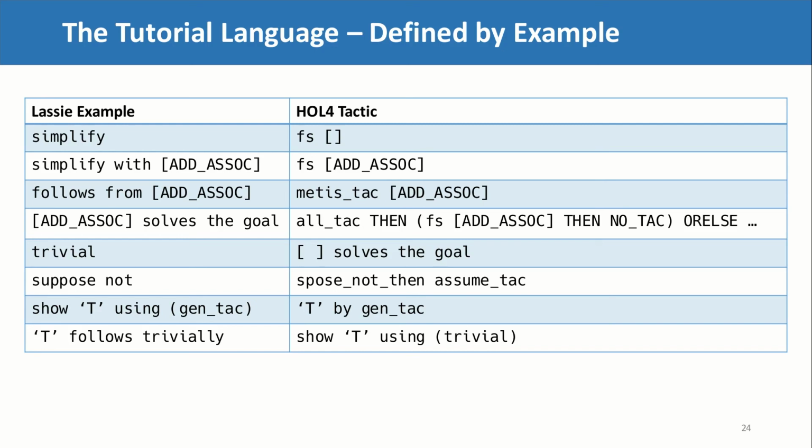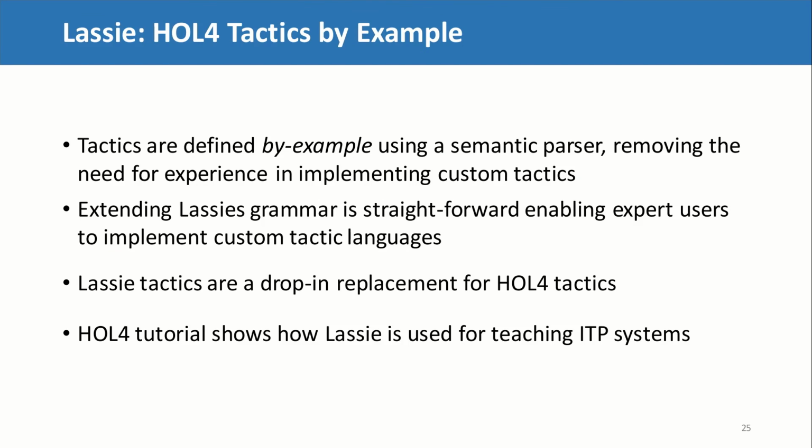To conclude, I have shown you how in Lassie tactics are defined by example using an extensive semantic parser, which removes the need for prior experience in implementing custom tactics. Doing so, extending Lassie's grammar is straightforward for expert users, enabling them to implement custom tactic languages. We have also seen how Lassie's tactics can work as a drop-in replacement for HOL4 tactics, and in the case studies and the HOL4 tutorial, we have seen how Lassie can be used for teaching ITP systems and how it works in bigger proofs. The code for Lassie is available on GitHub.